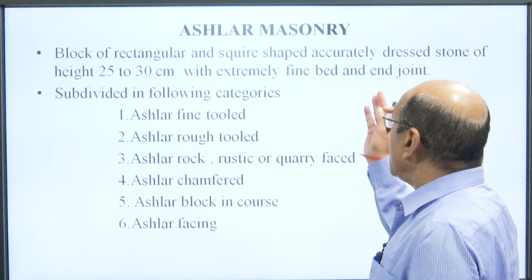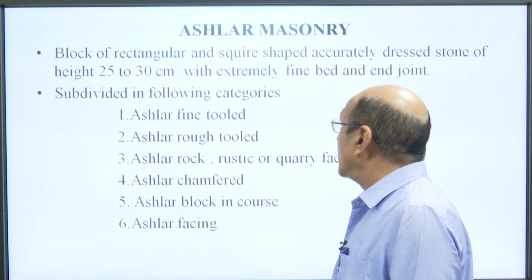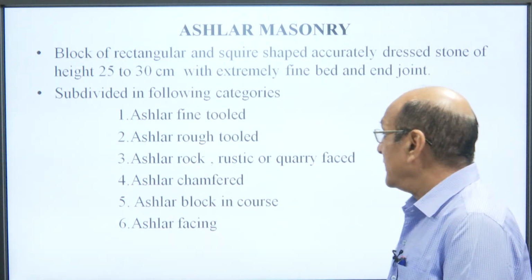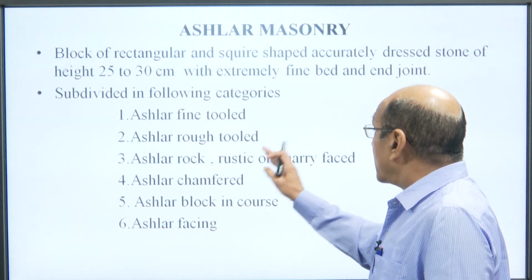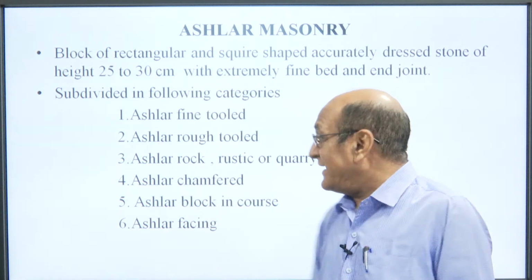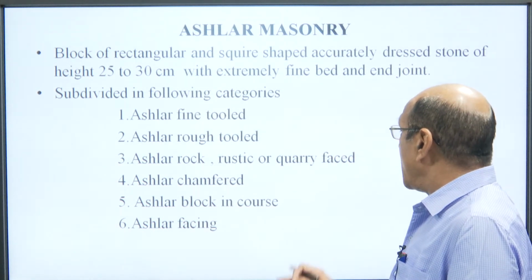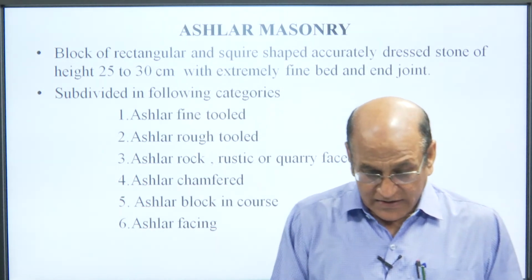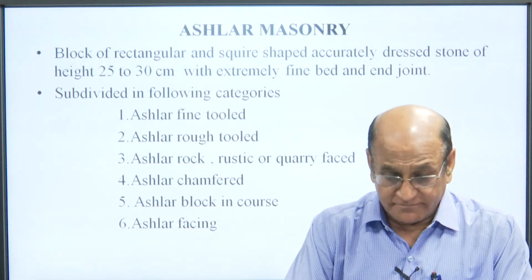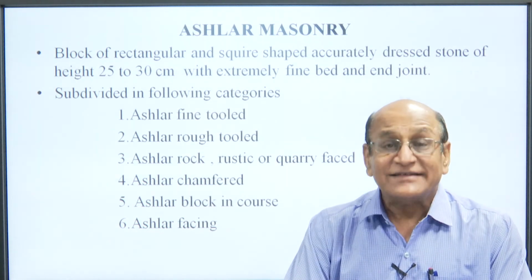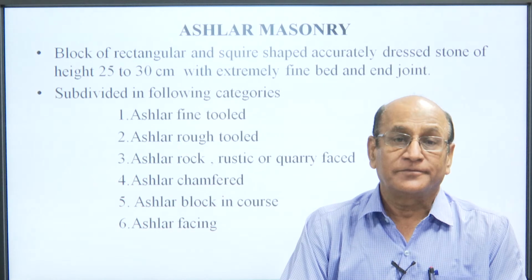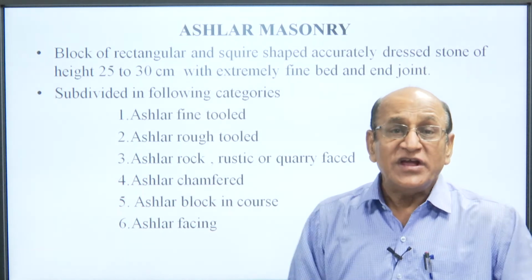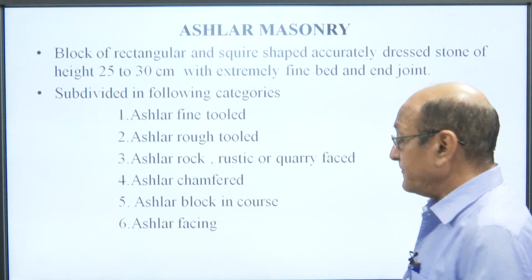And the ASHLAR masonry is divided into different categories. First is ASHLAR fine tooled, then ASHLAR rough tooled. The next is ASHLAR rock, rustic or quarry faced. Then ASHLAR chamfered. The next is ASHLAR block in course, and the next is ASHLAR facing. So, these are the different categories of ASHLAR masonry.